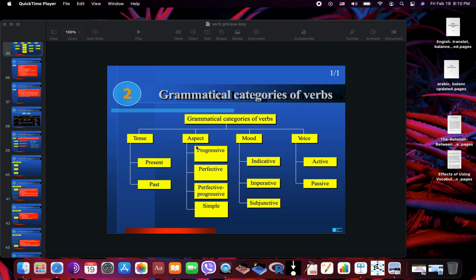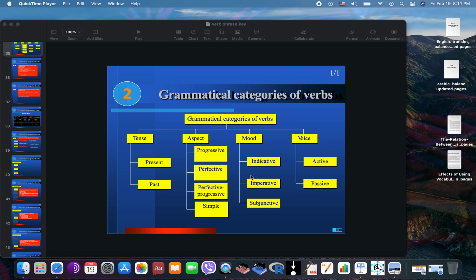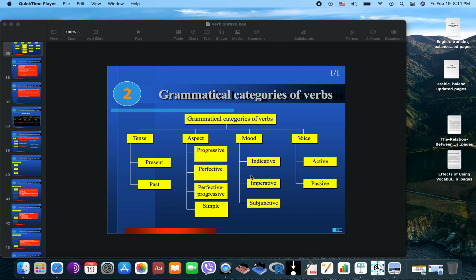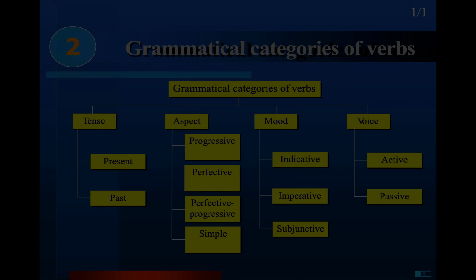And every English verb has mood. So we have indicative, imperative, and subjunctive mood, as well as we have voice. Every verb in English must have a voice, whether active and passive. Though there are some verbs which cannot be passivized, these are called intransitive verbs.